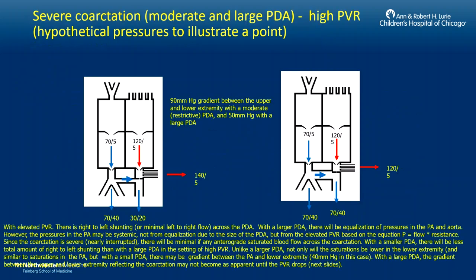So severe coarct. Here we are, severe coarct. And so notice in each case, we've got desaturation to the lower half of the body. However, if the PVR is really high, in a large PDA we've got sort of equalization of pressures between the PA and descending aorta, but not if the PDA is small, because remember, the PDA will be restricted. In fact, the pulmonary artery pressure could be supersystemic in this case, and the RV doesn't like it. I didn't put that in here, but that could happen.